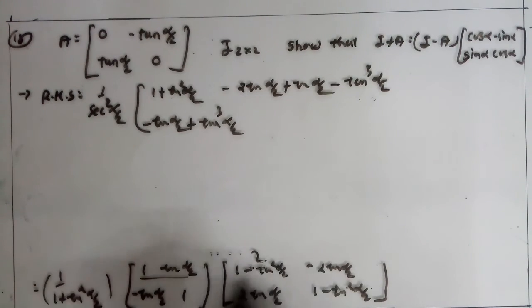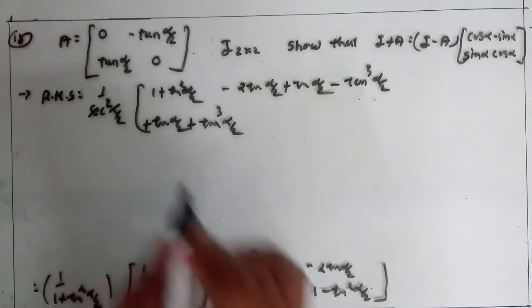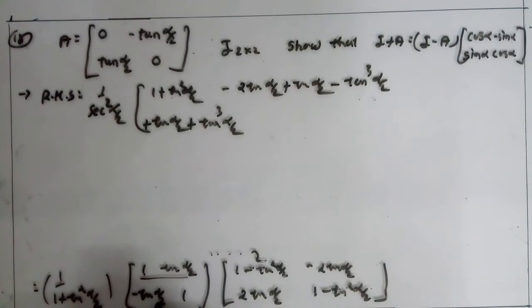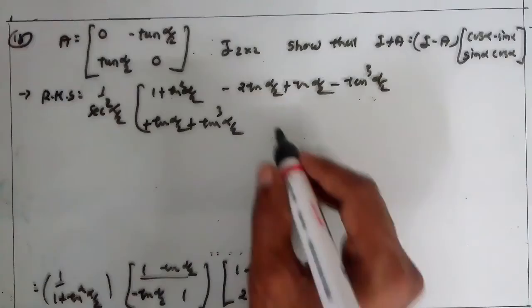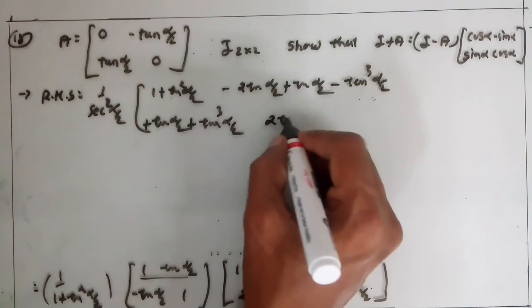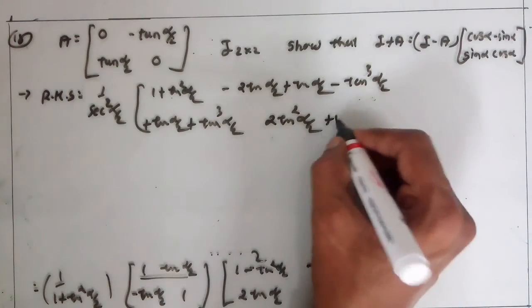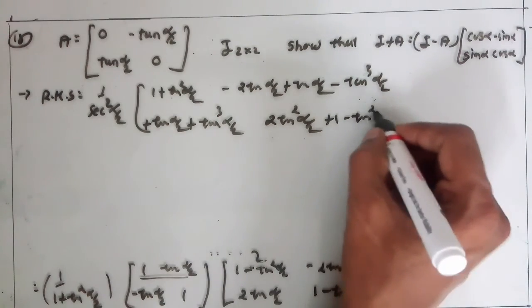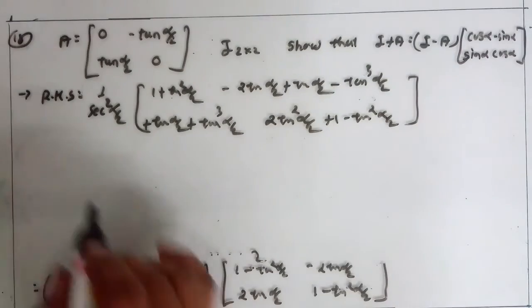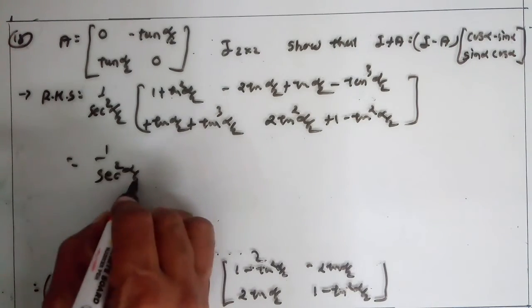Tan alpha by 2 with these terms we get this, but 1 into this becomes plus 2 tan alpha by 2. So plus 2 tan alpha by 2 minus tan alpha by 2 becomes plus tan alpha by 2. Now minus tan alpha by 2 into this becomes minus minus plus 2 tan alpha by 2 tan alpha by 2, so 2 tan square alpha by 2. And 1 into this, that is a plus 1 minus tan square alpha by 2. Clear this? So now simplify this, 1 upon sec square alpha by 2.